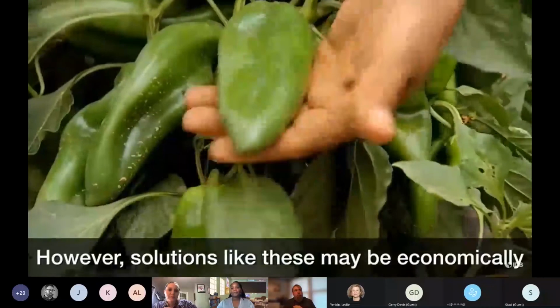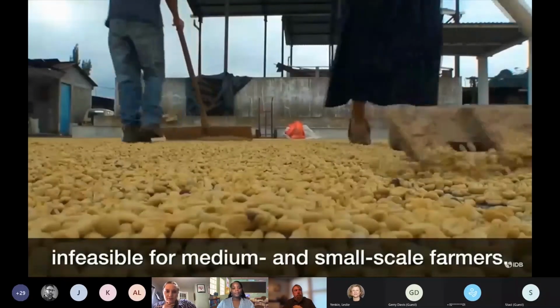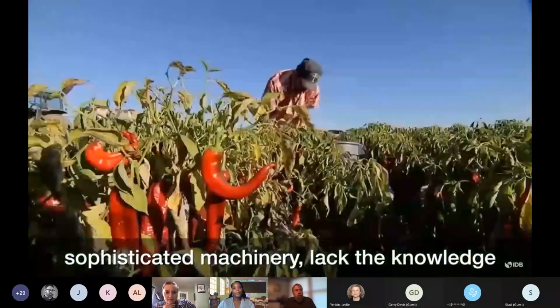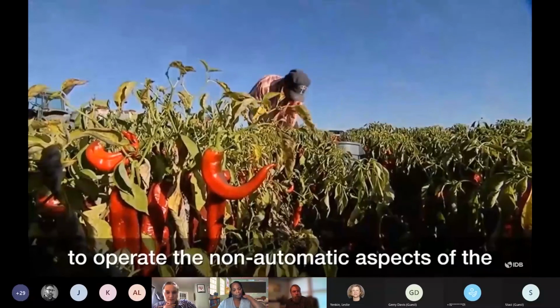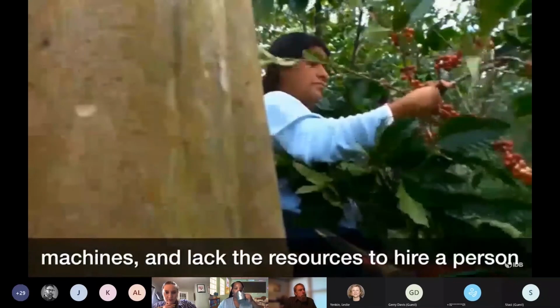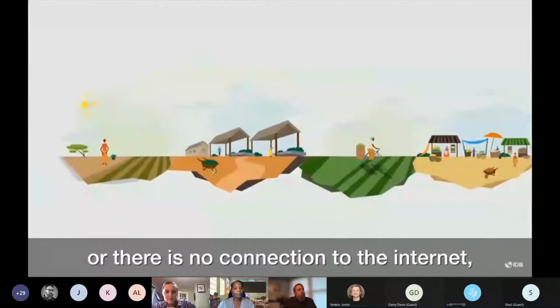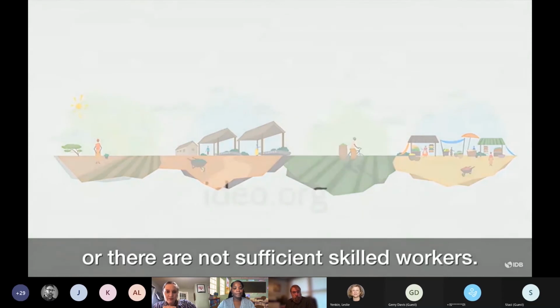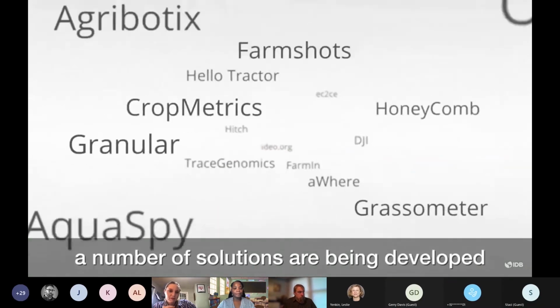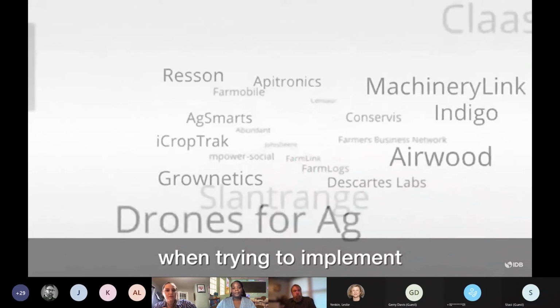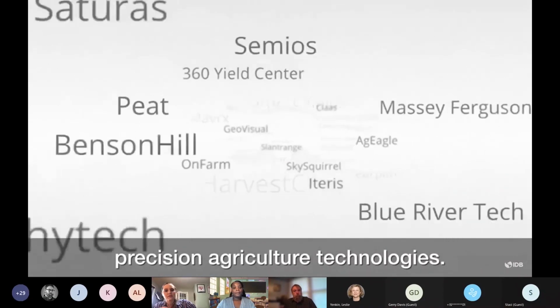However, solutions like these may be economically infeasible for medium and small-scale farmers. These farmers lack the scale to afford that sophisticated machinery, lack the knowledge to operate the non-automatic aspects of the machines, and lack the resources to hire a person who knows how to do it. Some necessary complements are not readily available, or there is no connection to the internet, or there are not sufficient skilled workers. However, a number of solutions are being developed to many of the problems that medium and small-scale farmers face when trying to implement precision agriculture technologies.